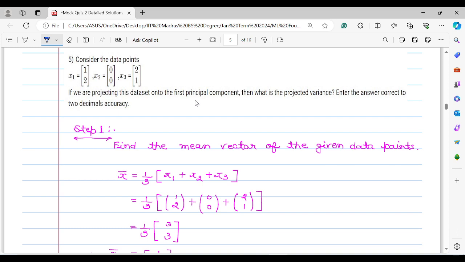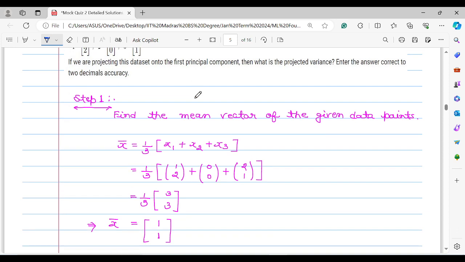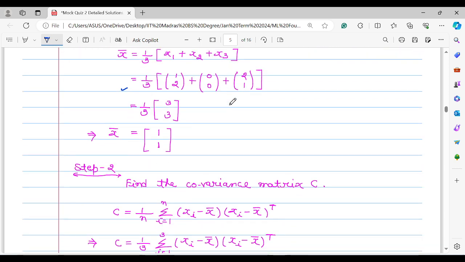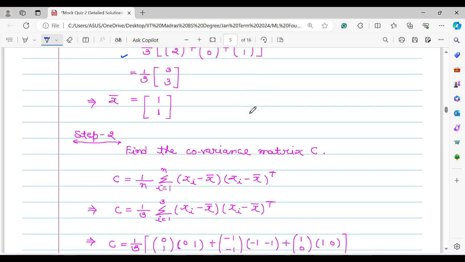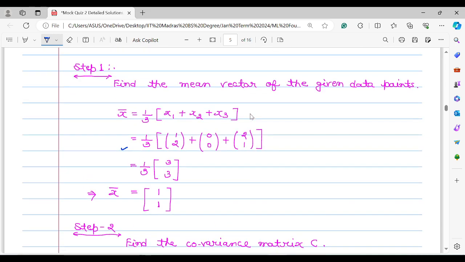So we have calculated the mean vector using this formula: 1 by 3 times the sum of the points, 1 by 2, 0, 0, 2, 1. Simply use this formula and get the mean vector as 1, 1. Step 2 is to find the covariance matrix C. The covariance matrix is calculated using this formula, where x bar is needed. That's why in step 1 I calculated x bar, the mean vector.